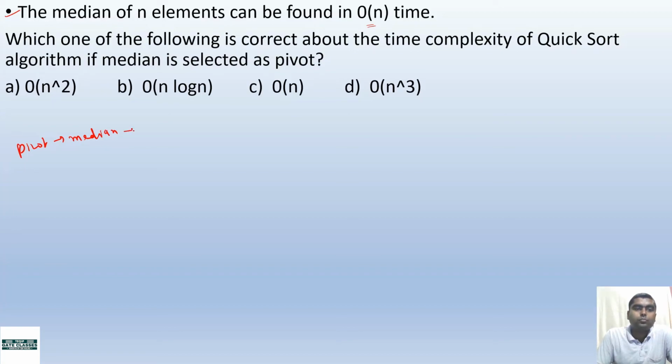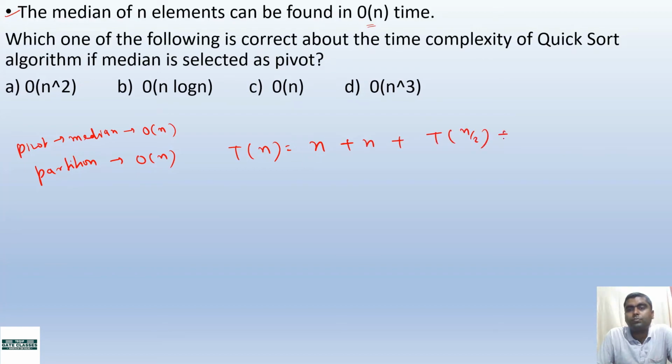So median is selected in order of n time, and partition. So partition is what? Order of n time. Okay, so median means this way you can say that T(n) equals n plus n plus T(n/2) plus T(n/2). So this is a similar recurrence relation, right? And if you solve it, this will also give, I think, the same thing.